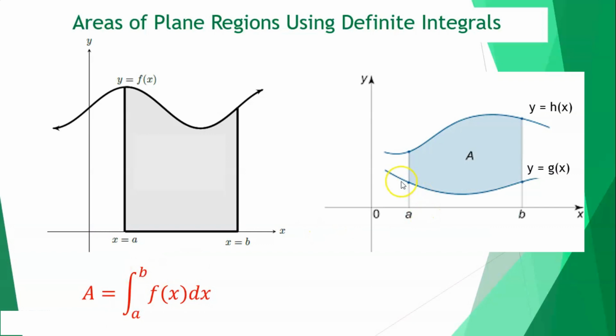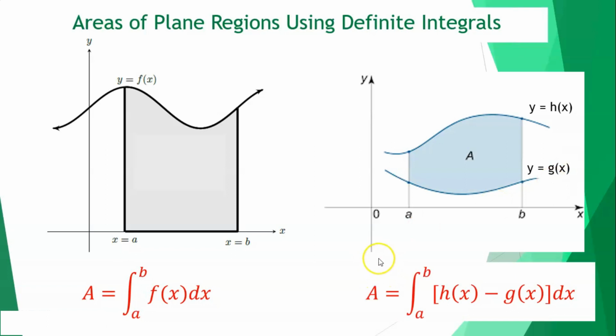Now it's different if the plane is between two curves. Like we have here the upper curve as h of x and the lower curve as g of x. So to find the area here, that would be the integral of the upper curve, which is h of x, minus the lower curve, which is g of x dx evaluated from a until b.